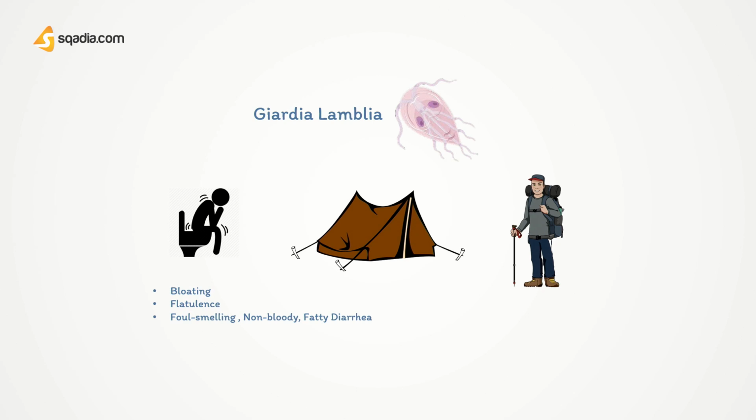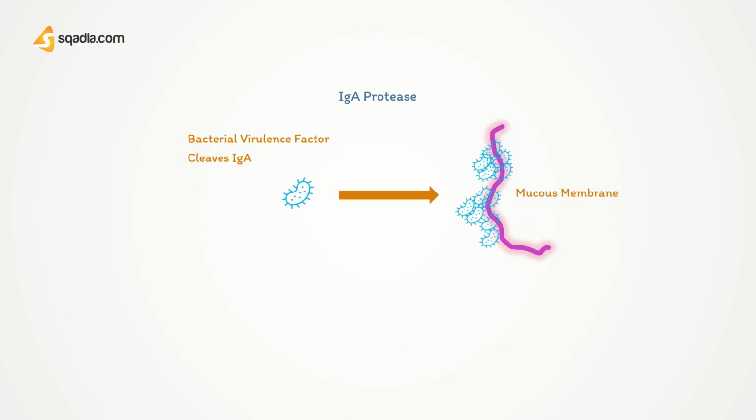A bacterial virulence factor that deserves a credible mention is IgA protease. It is the enzyme that cleaves IgA and allows the bacteria to adhere and colonize the mucous membranes. This is usually secreted by Streptococcus pneumoniae and Haemophilus influenzae type B, and also Neisseria.